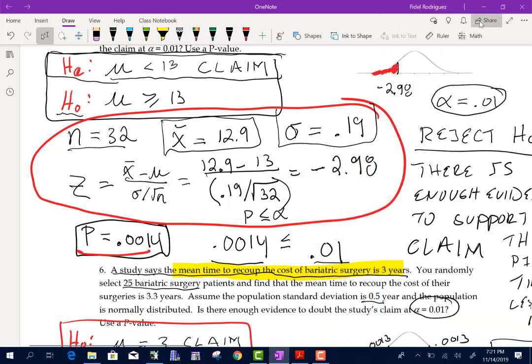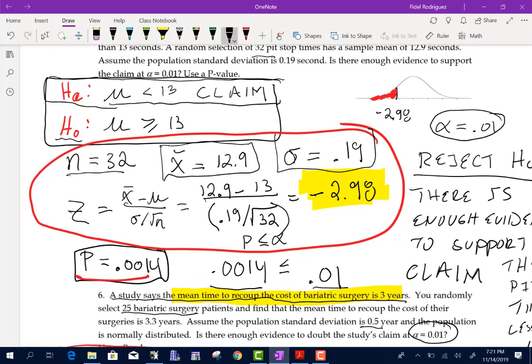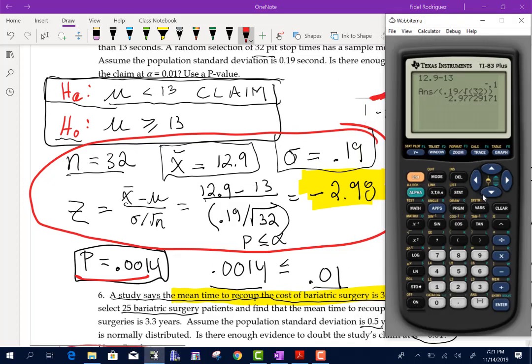Now guys, notice what we did. I'm just going to bring my calculator down for a little bit. Right now, we just found the z-value. So just like we had done earlier, if this number right here is negative 2.98, how would we find this area? Well, we go back and do our normal CDF. So clear it out, we go second, vars, normal CDF.